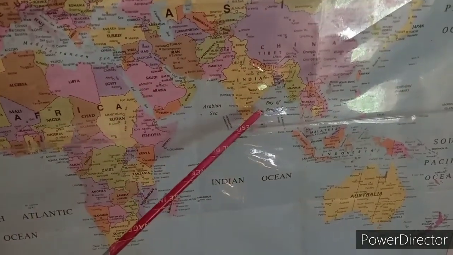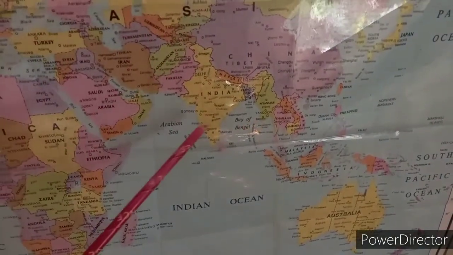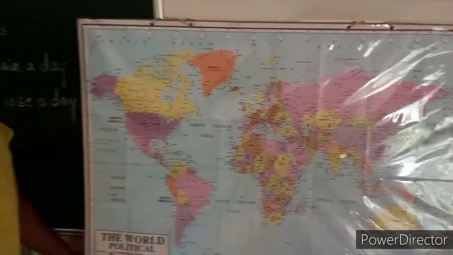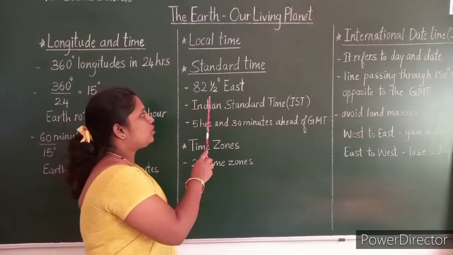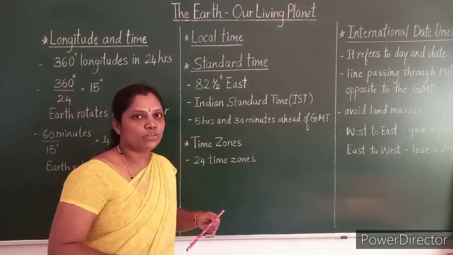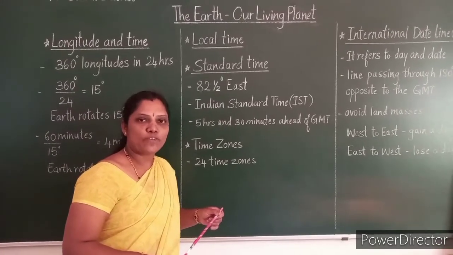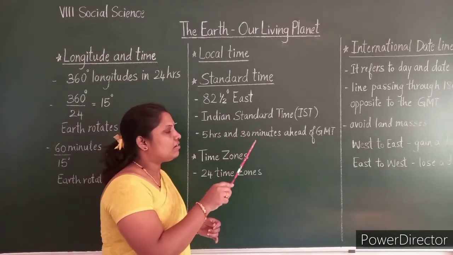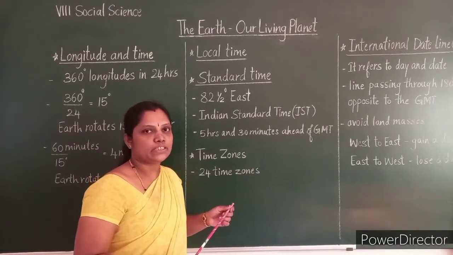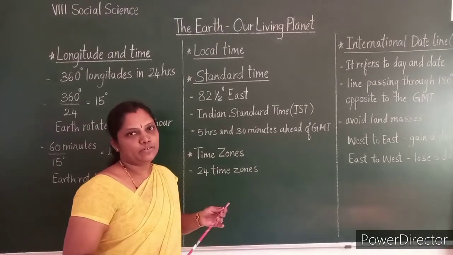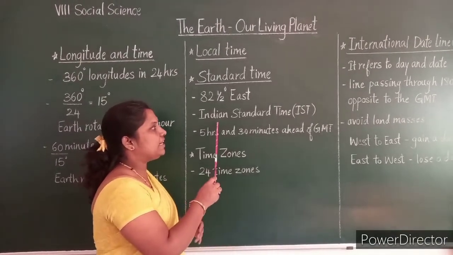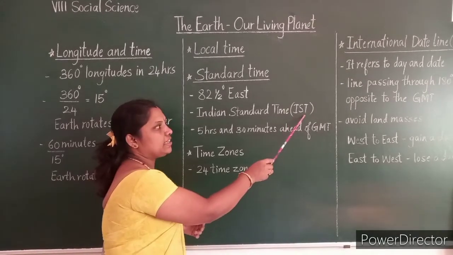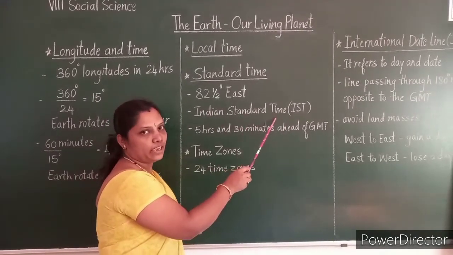Many states are passed through by this line. The 82.5 degrees east longitude passes through Mirzapur near Allahabad in Uttar Pradesh. The meridian which passes through that place is used as Indian Standard Time. Our India has a single IST. IST full form is Indian Standard Time.